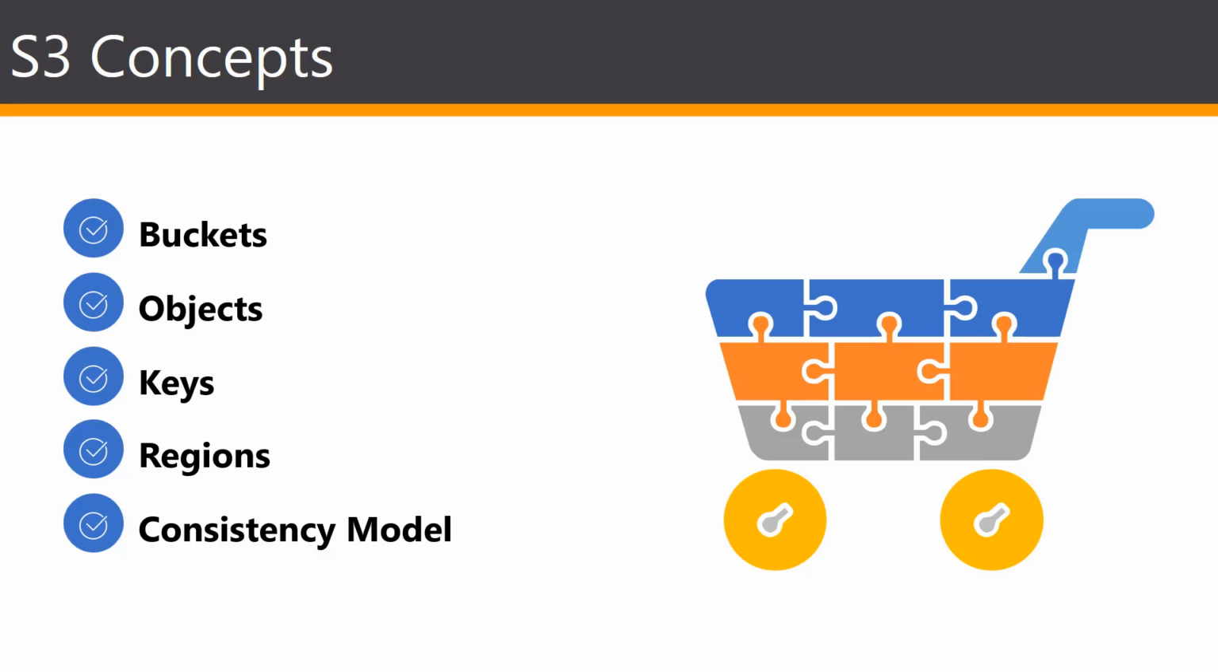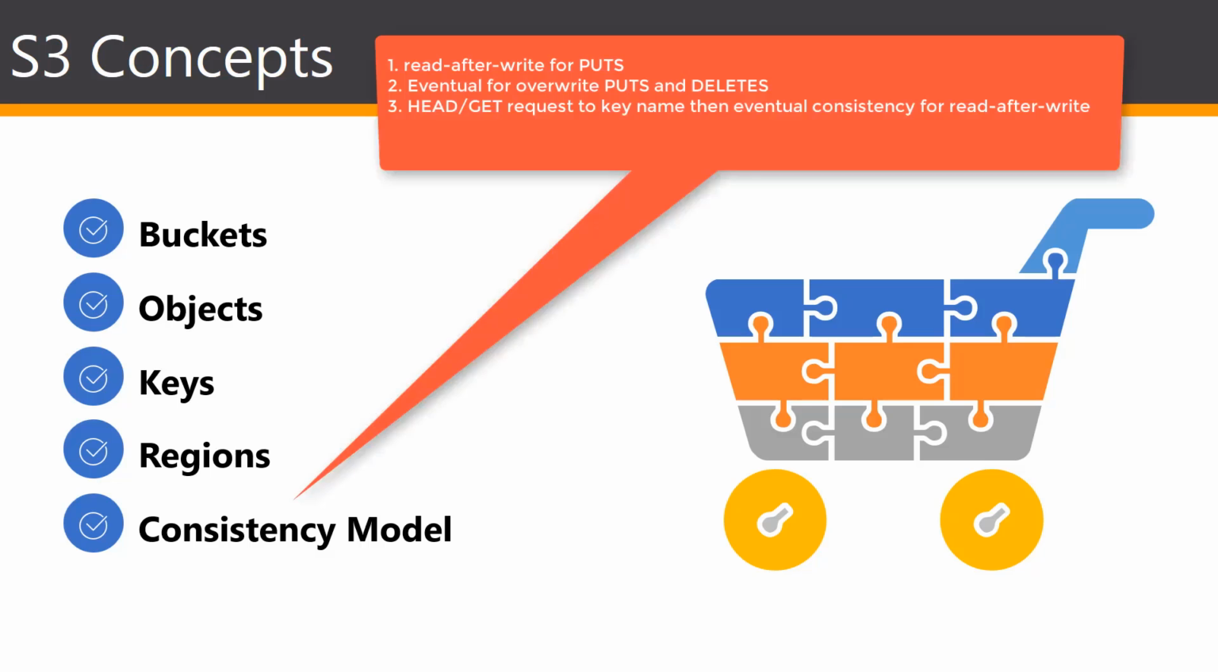Lastly, the consistency model. It's very important to keep this in mind, especially for the exam. Now, S3 provides read after write consistency for puts of new objects in your S3 bucket in all regions, with one caveat. The caveat is that if you make a head or get request to the key name before creating the object, S3 provides eventual consistency for read after write.